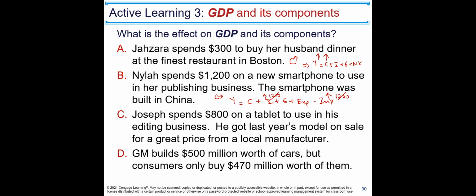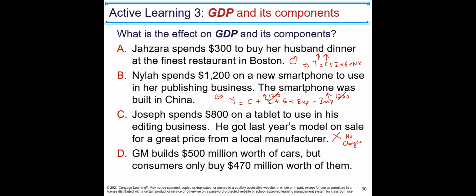Let's look at C. Joseph spends 800 on a tablet to use in his editing business. He got last year's model on sale for a great price from a local manufacturer. This is not going to be included in the GDP. Why? Because anything that was produced last year is not going to be this year's GDP. So no change.